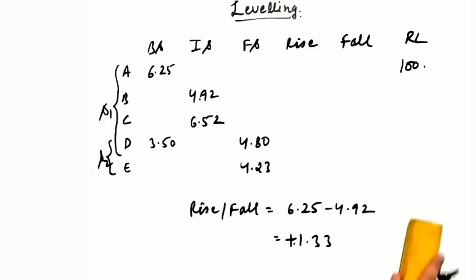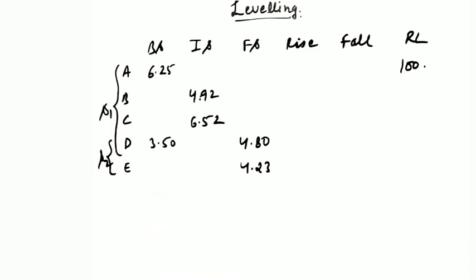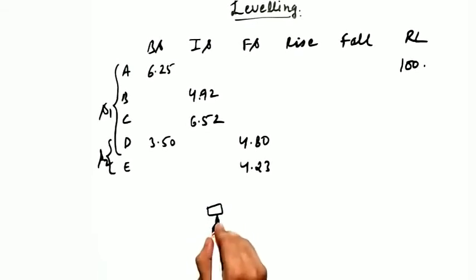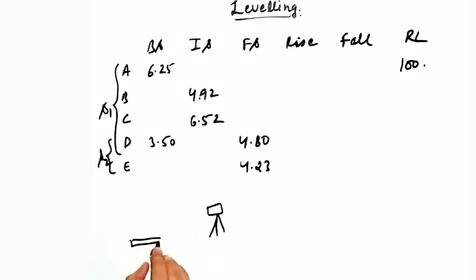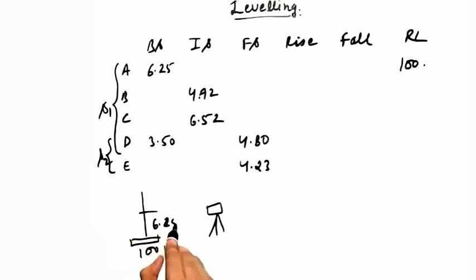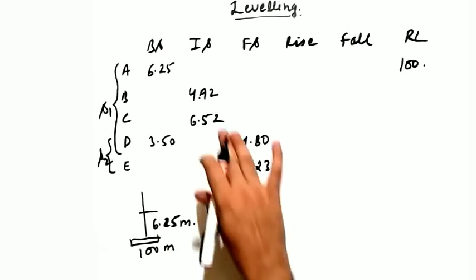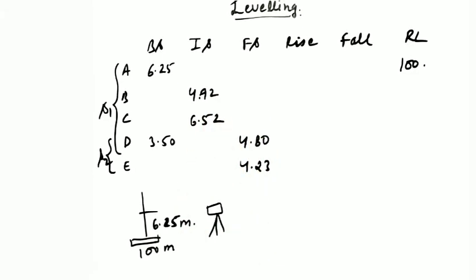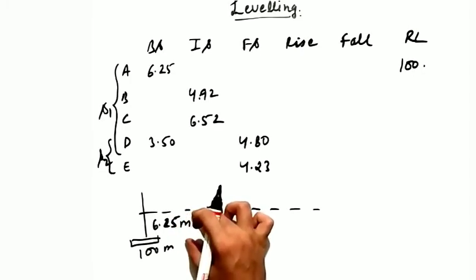How is it a rise? Let me explain through a diagram. Suppose I set up the instrument here. This is a known RL, and it has 100 meters RL. I took a reading of 6.25 meters. Now the next reading is 4.92 meters. This is the line of sight. So this is a reading that is 6.25 meters.